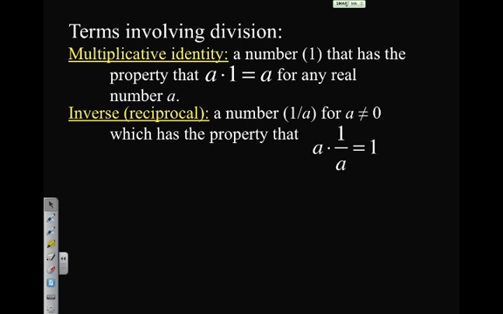We have inverses, or reciprocals. This is a number represented as 1 over A for any A not equal to 0 that has this property. A times the inverse of A, or the reciprocal of A, equals 1. And we can think about that. This is really A over 1, so if you think about multiplying, those two values can cancel to 1s, and obviously 1 times 1 is going to be equal to 1.